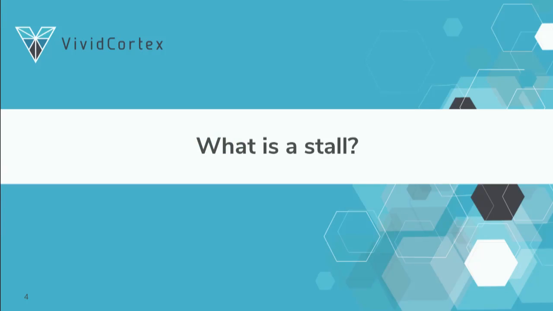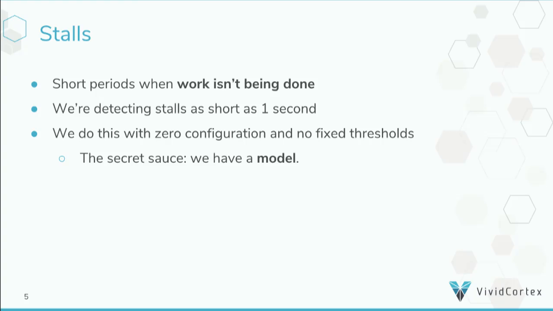So first off, what is a stall? We talk about stalls all the time, but we have a very precise definition of a stall, and we approach this in a very interesting way. A lot of anomaly detection implementations look at very specific mathematical things that aren't really obvious for your specific use case. But at VividCortex, we're just interested in work that's being done. If you saw Baron's keynote, he talked about queries, and queries are the actual units of work that the database is executing. So we're looking at situations where work isn't being done compared to what was being done as usual. We're detecting these stalls as short as 1 second long.